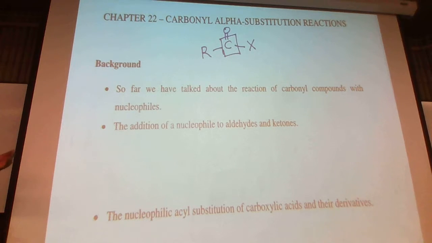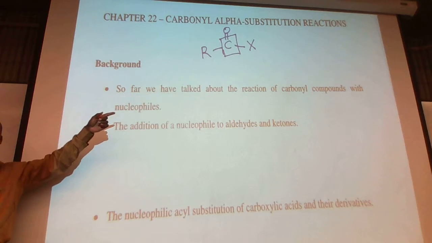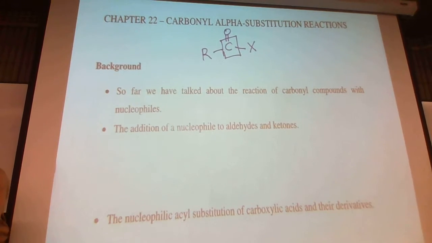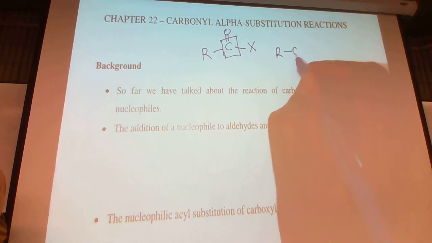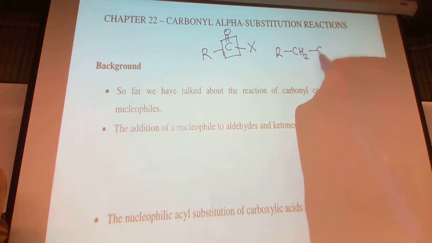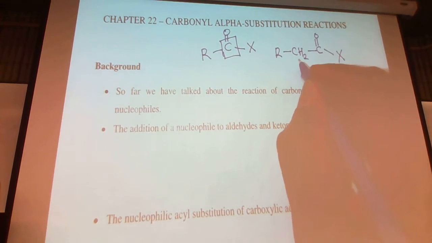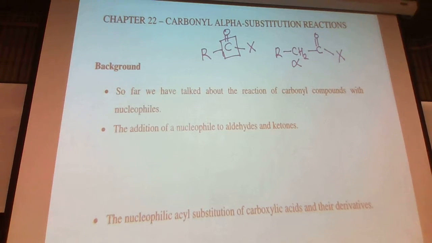Now this time around, we want to look at the electronic nature of those carbonyl compounds and consider the reaction that can be conducted at another site other than that carbonyl carbon. Okay? So that's why this is referred to as carbonyl alpha substitution reaction. Let me just draw this out. Whatever X is, this is your alpha carbon. So we want to consider the reaction that can be conducted at that alpha carbon.